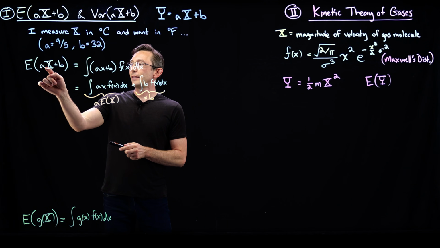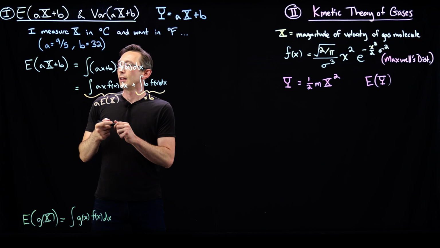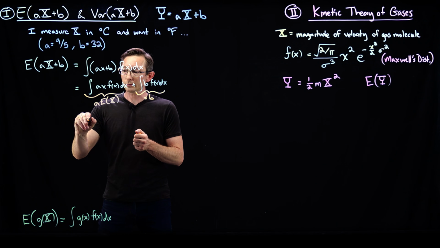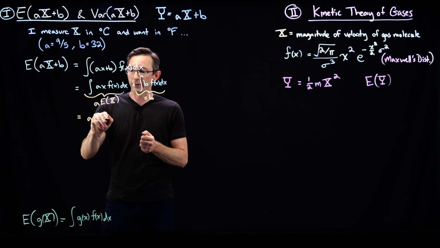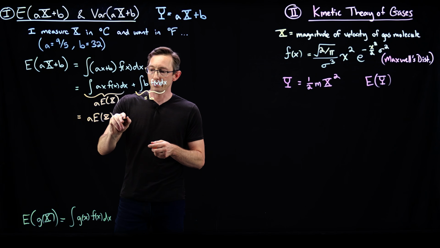And so the expected value of ax plus b is equal to a times the expected value of x plus b.